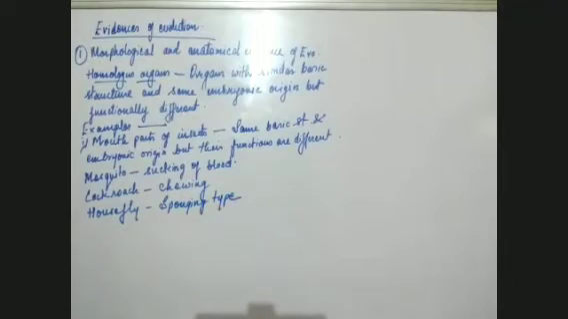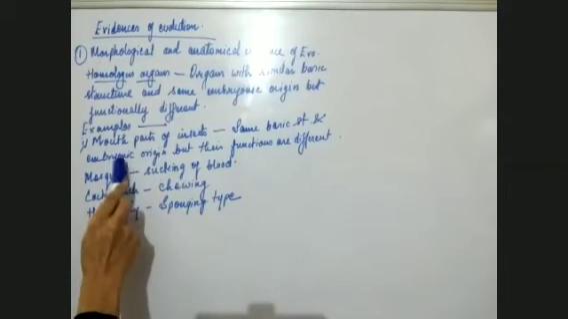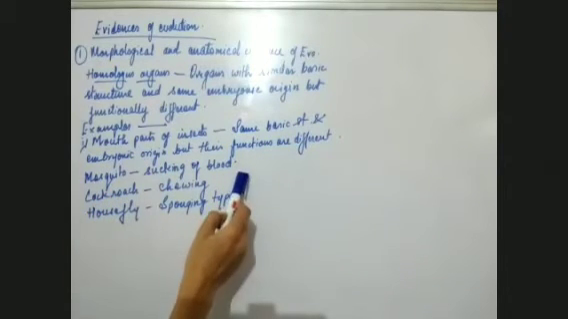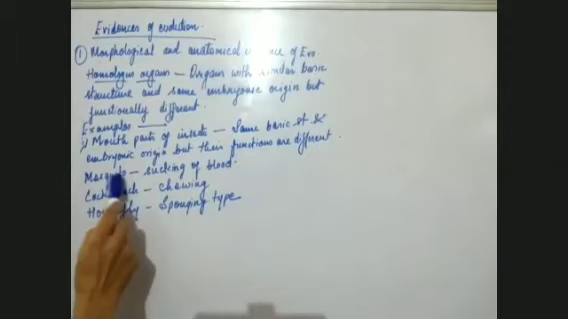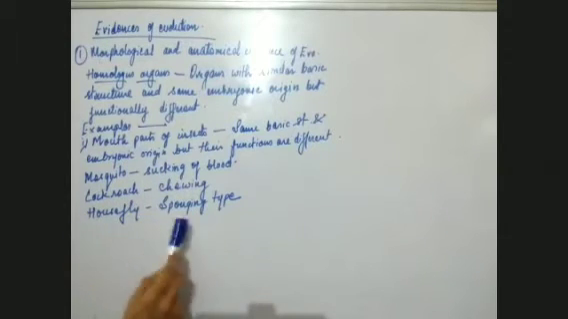So the basic structure is same, embryonic origin is same, but the functions are different. Here I have given you the example of mouth parts of insects, which is mosquito, cockroach, and housefly. In all the cases, the basic structure and the embryonic origin are same, but the functions are different. In case of mosquito, it is sucking. In case of cockroach, it's chewing. In case of housefly, it is sponging.